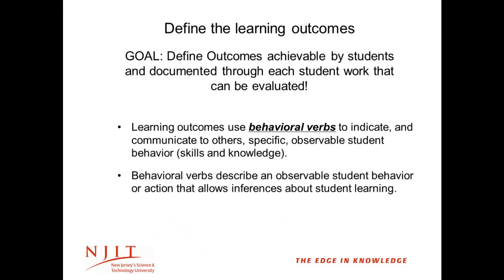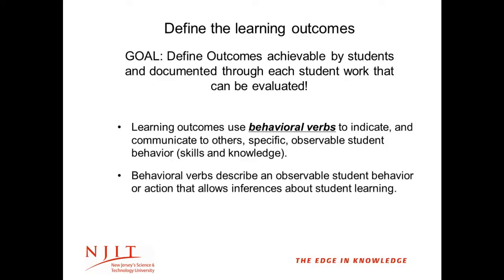So what is a learning outcome? It's really looking at achievable work from the student that can be documented in their work products. Okay? So the outcome is something that's achievable by the students and documented through each student's work that can then be evaluated by you, the instructor, or if you have the peer, sometimes you use peer evaluation.